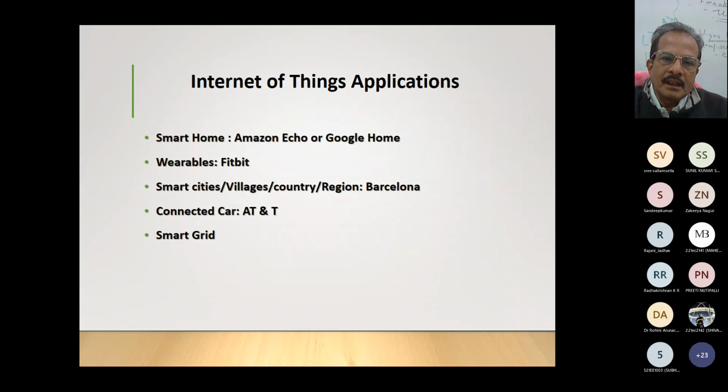Whenever I say IoT applications or Internet of Things applications, let us go back to the very basics, and we say smart home. When you talk about smart home, we have a habit of using this Amazon Echo.